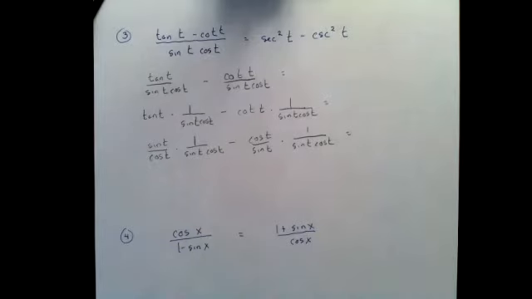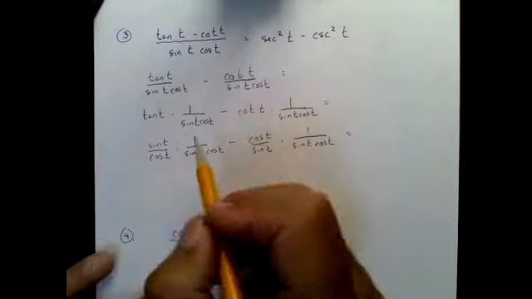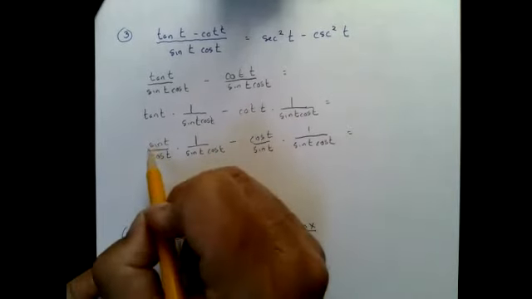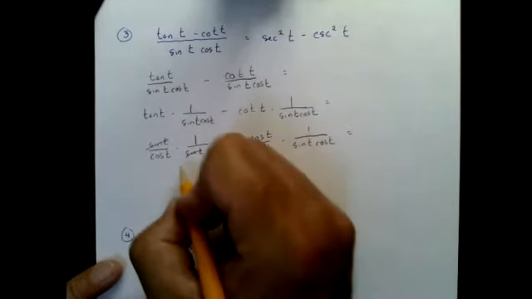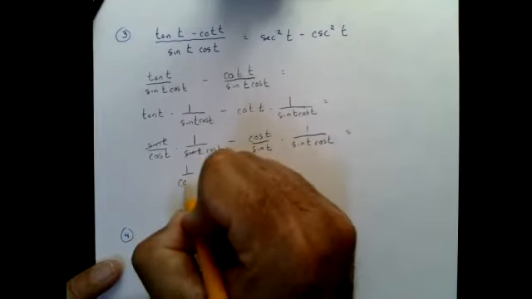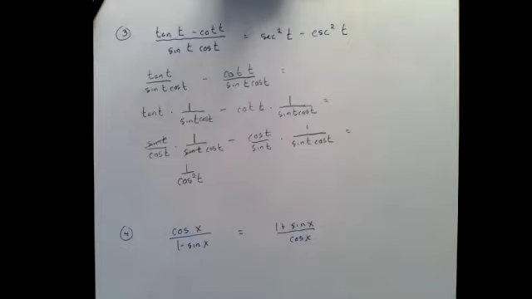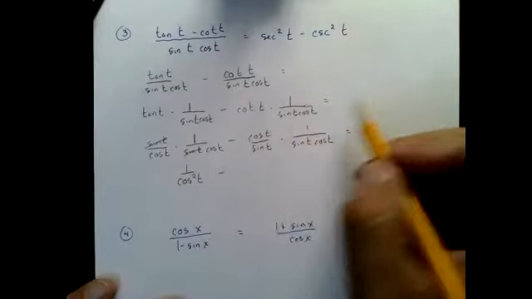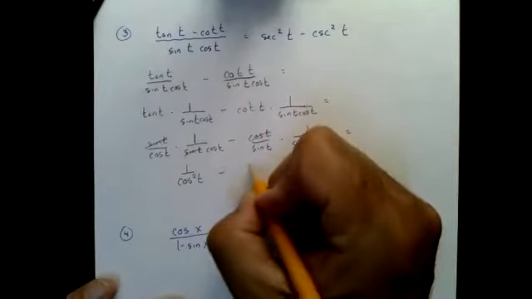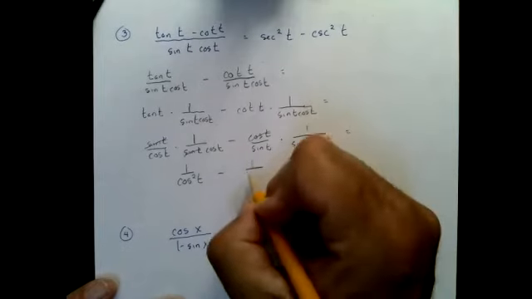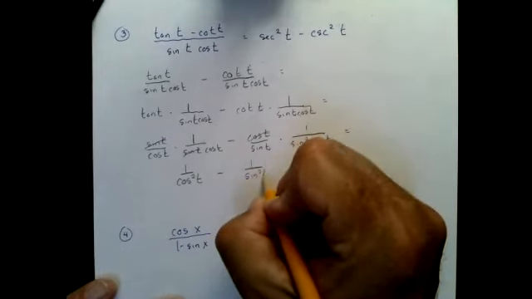All right, Sergio, now tell me what to do. Now you can cancel the like terms. There goes sine, there goes sine. I'm left with 1 over the cosine times the cosine, which is the cosine squared. I'm going to cancel over here. I'm left with 1 over sine times sine, which is the sine squared.